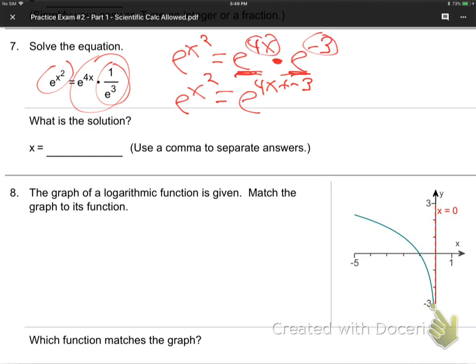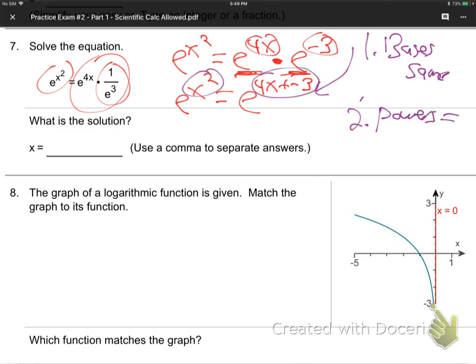And so now I've done step 1. So bases the same. So when you have x in the power, make the bases the same. Step 2, powers are now equal. This now must equal that. So x squared must equal 4x minus 3. So now I need to solve that. How do you solve that?